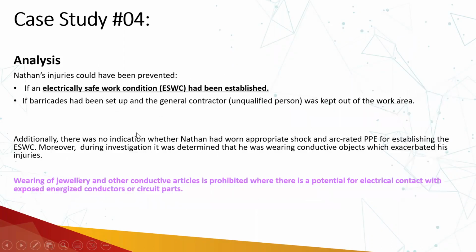So if we look into the analysis, Nathan's injury could have been prevented if an electrically safe work condition had been established. If barricades had been set up, the general contractor, an unqualified person, would have been kept out of that area. Additionally, there was no identification whether Nathan had worn appropriate PPE and arc-rated PPE for establishing the electrically safe work condition. During the investigation, it was determined that he was wearing some conductive objects, which additionally exaggerated the injuries. Wearing of jewelry and other conductive articles is prohibited where there is a potential for electric contact with exposed energized electric conductors or circuit parts.